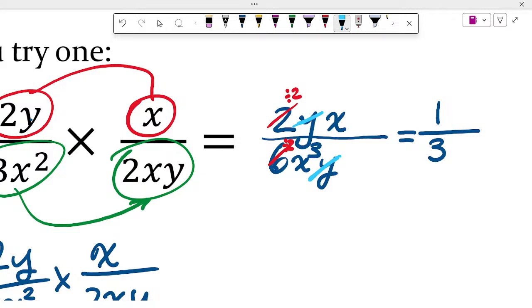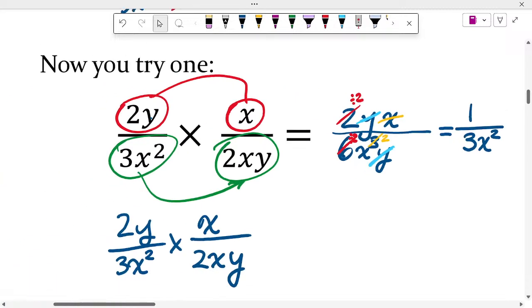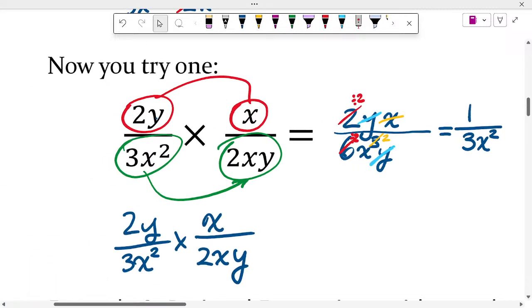They both canceled. What about the x's? We have an x here, right? How many do we have on the bottom? 3. How many of them can we cancel? 1. So what will this be now? X squared, right? We had 1 x on the top. We had 3 x's on the bottom. So what are we going to be left with down here? X squared. How is that canceling? Not too bad?